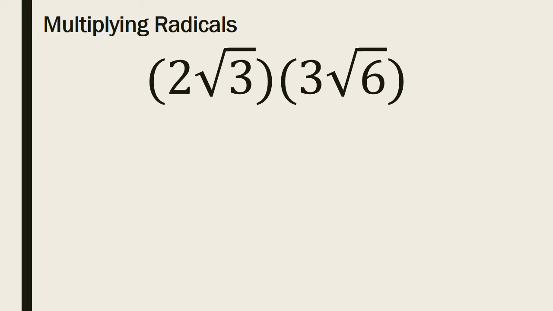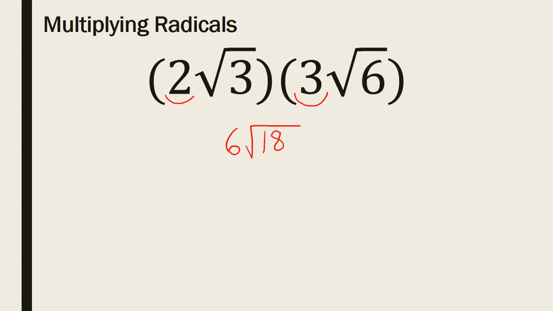Now let's take a look at this example. We have 2 radical 3 times 3 radical 6. So the first thing I need to do is to address the numbers outside the radicals. 2 times 3 is 6. And then multiply the numbers under the radical. 3 times 6 is 18. So now I end up with 6 radical 18.